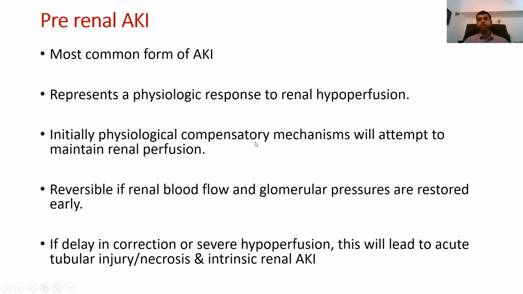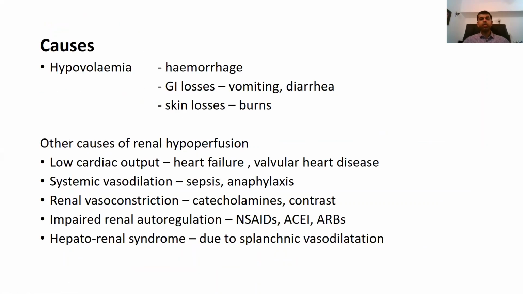Initially, these physiological mechanisms are compensatory. However, if you don't correct them very early, then this will result in permanent or more severe damage, with severe hypoperfusion to the kidney, and leads to acute tubular injury and necrosis in these patients. So what are the commonest causes? Hypovolemia is one of the most common causes of pre-renal AKI, where it could be secondary to hemorrhage, GI losses following vomiting or diarrhea episodes, or skin losses like significant burns.